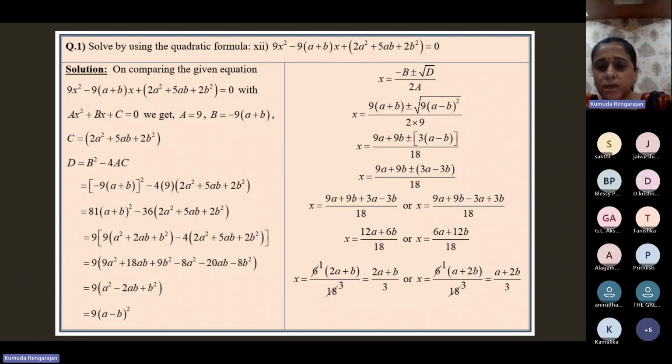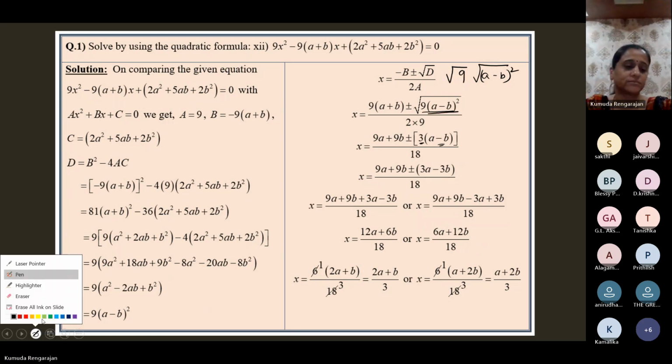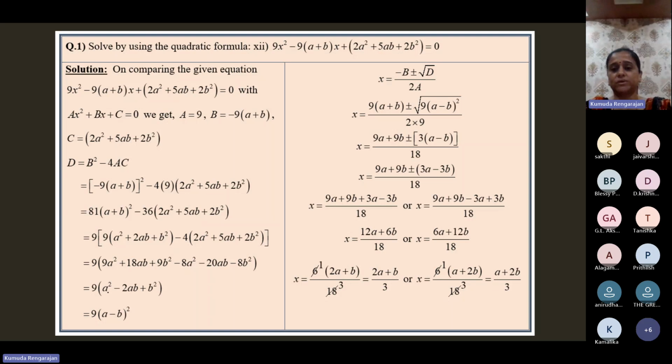So here, what happens? There are 2 things under the square root: square root of 9 and square root of (a minus b) the whole squared. Square root of 9 is 3. Square root of (a minus b) the whole squared is a minus b. So the square root of this one is 3 into (a minus b).